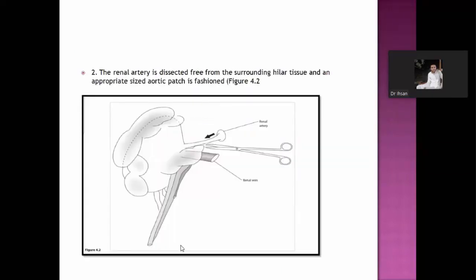The second step, the renal artery is dissected free from surrounding hilar tissue and to an appropriate size. The aortic patch is present, as you can see in this figure.